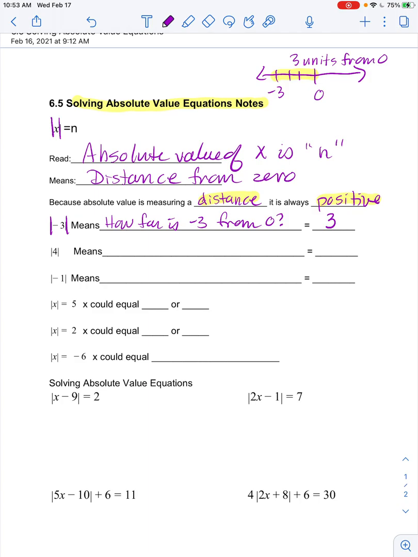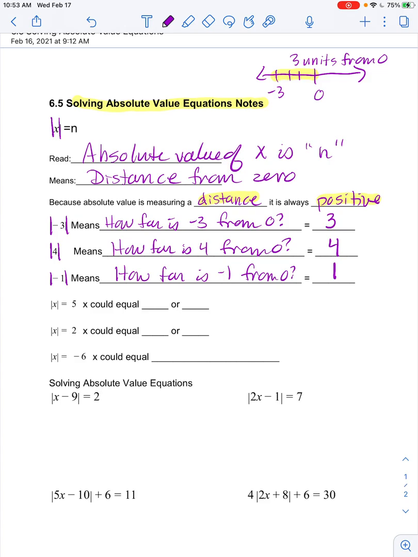So what about this? This is the absolute value of 4. It's asking how far is 4 from 0, which is 4 units, obviously. And this one is asking how far is -1 from 0. So that is 1 unit. So I look at the absolute value and whatever's in there becomes positive.